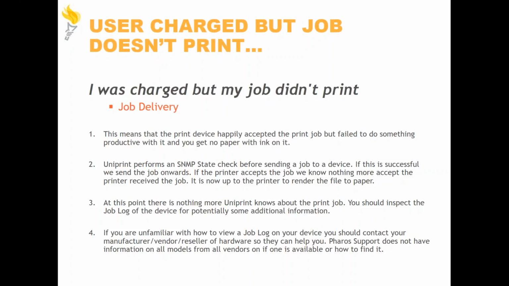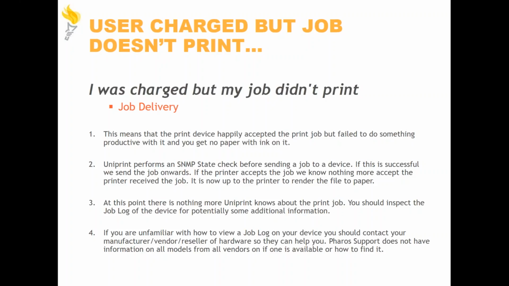So we do the state check, and if the SNMP check comes back as successful, then we make a TCP connection to the printer, and we begin streaming the print job through that connection to the printer. The printer accepts the job. At the end of the day, we get a little response back. We get a standard TCP closure of the packets, and the connection is closed happily.